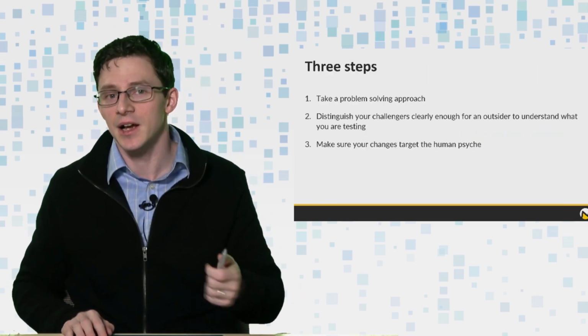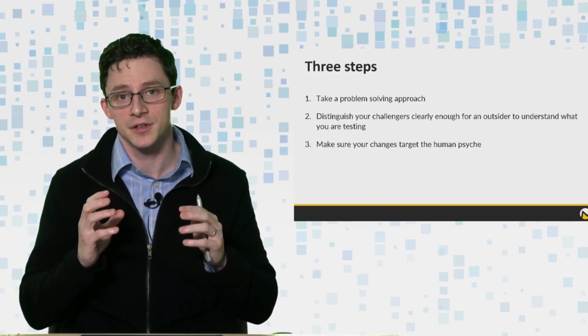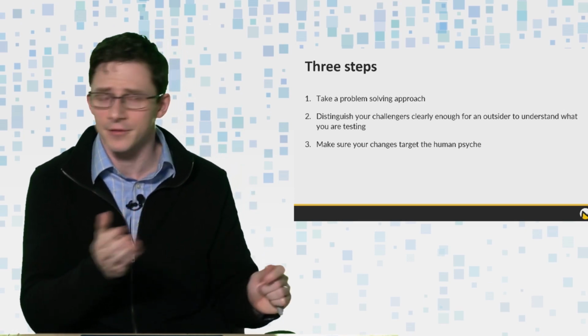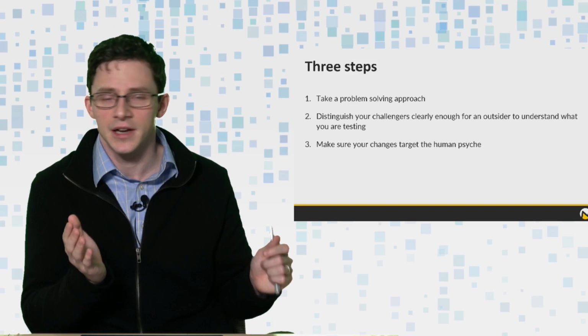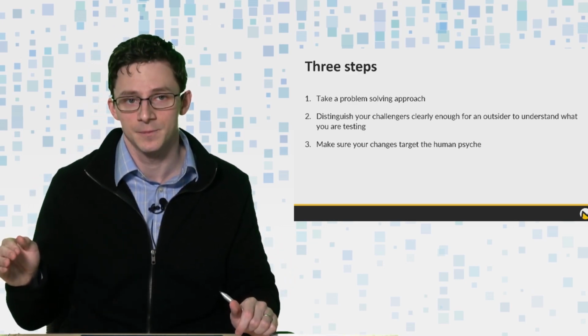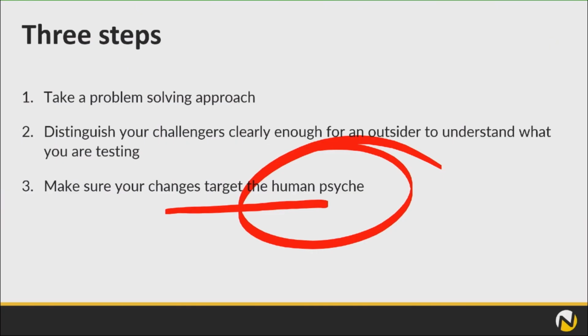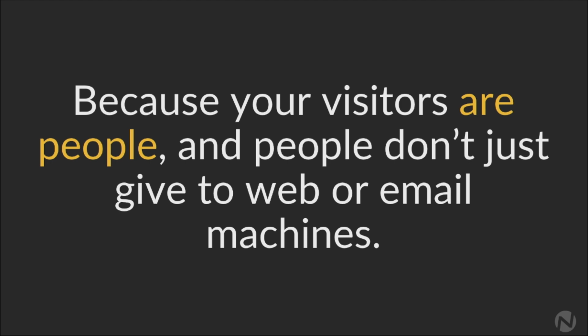Does that make sense? Because I set up the test clear enough for you to understand, you could see what I learned. The packaging did have an effect, but it didn't affect everybody. It didn't affect the kind of result I was looking for, so I had to continue to test, okay? Which brings me to my third point: you need to make sure your changes target the human psyche, okay? Why the human psyche? Because your visitors are people, and if you've been to any one of our webinars, you'll know that people don't give to the web or email, they give to people. They humanize your organization, not to some faceless organization, but to somebody they know and trust, okay?